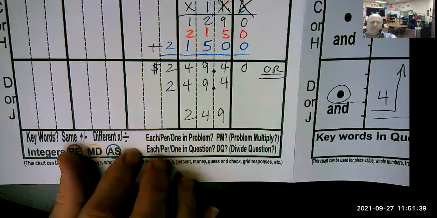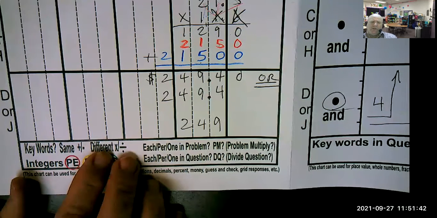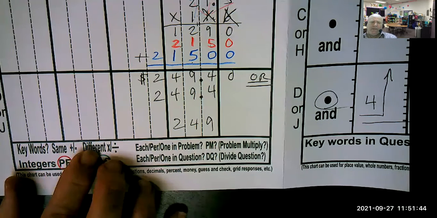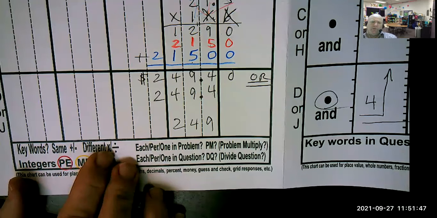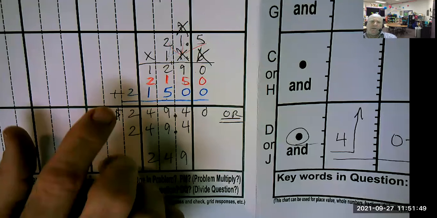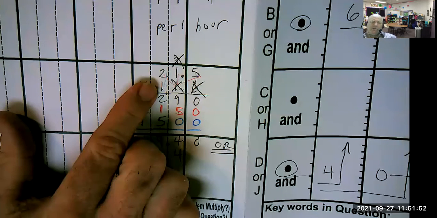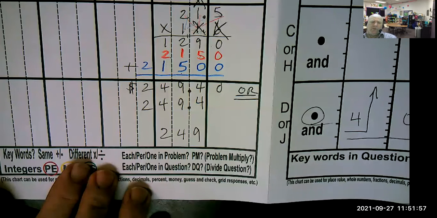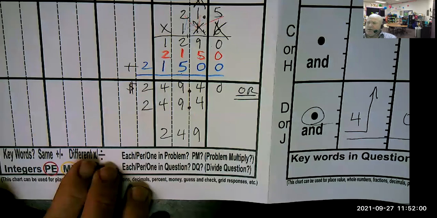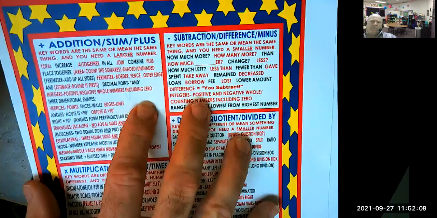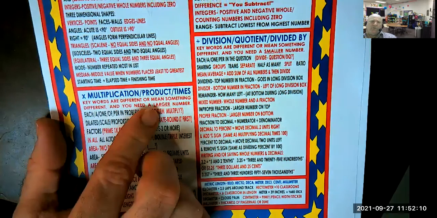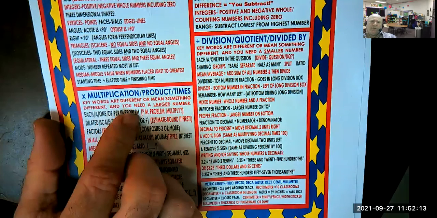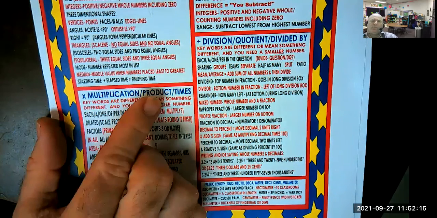An hour is not the same as a dollar. And we did need a bigger number, because if she made that much per hour, then she would make a bigger amount for all of the hours. So the keywords being different and we need a bigger number, we would multiply. And that's there on my mathematics keyword chart. The keywords are different or mean something different, and you need a larger number. Multiplication, product, and times. So there you have it.